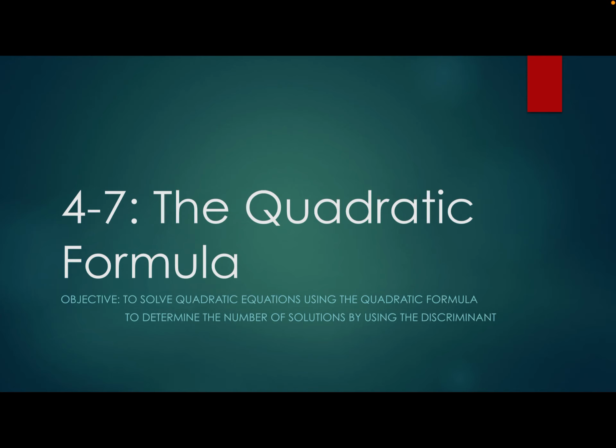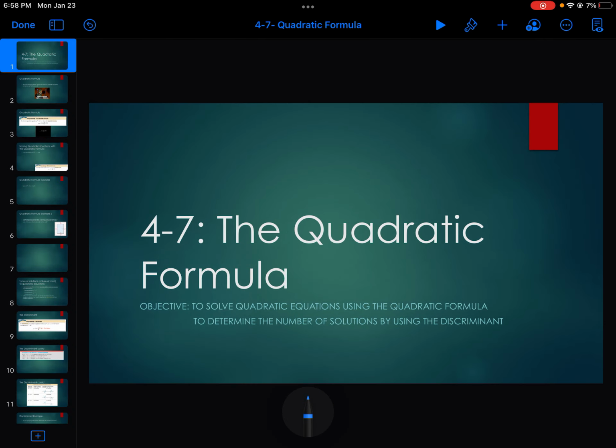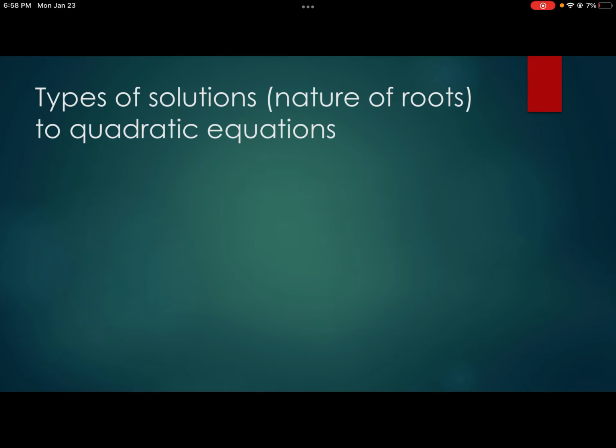Hey everyone, for the next part of Chapter 4, Section 7, we're going to talk about how to determine the number of solutions of a quadratic equation, or the nature of the roots of a quadratic equation, by using what is called the discriminant. So first, let's just talk about the types of solutions, or the different nature of roots, that you can have when you are talking about a quadratic equation.